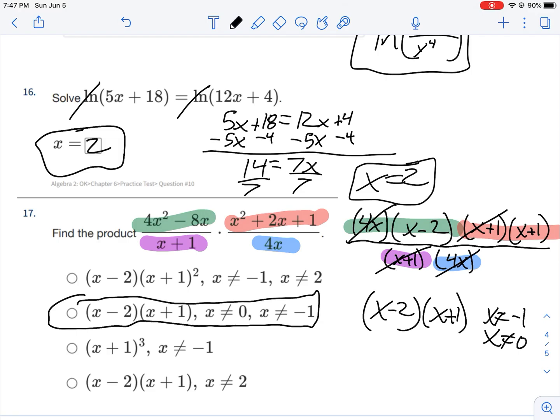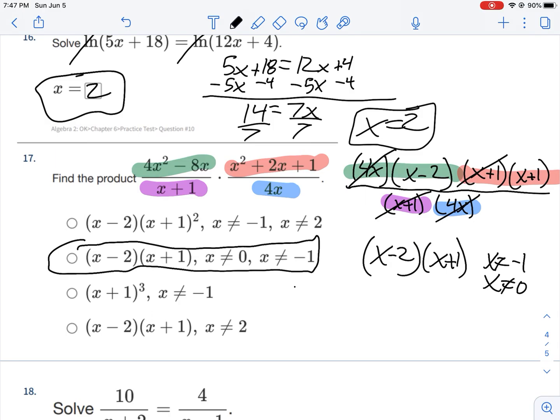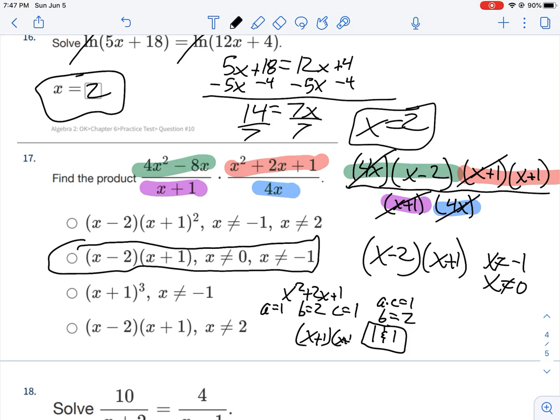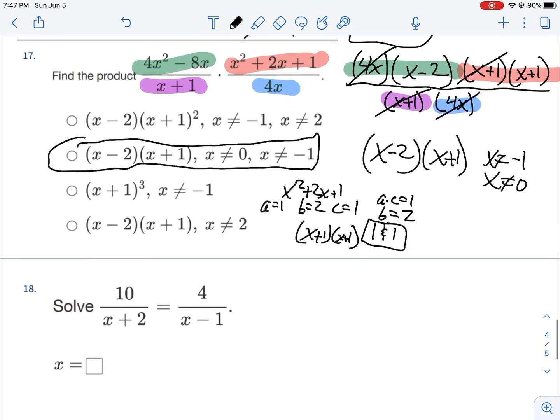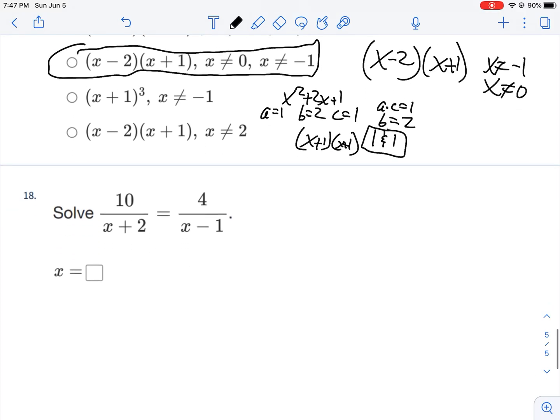Now the AC method for that, x squared plus 2x plus 1. A equals 1. B equals 2. C equals 1. We're not solving, we're just getting it factored. A times C equals 1. B equals 2. This is 1 and 1. 1 times 1 is 1. 1 plus 1 is 2. We use 1 and 1 for these factors. X plus 1. X plus 1. Okay. Holy cow. Last problem.